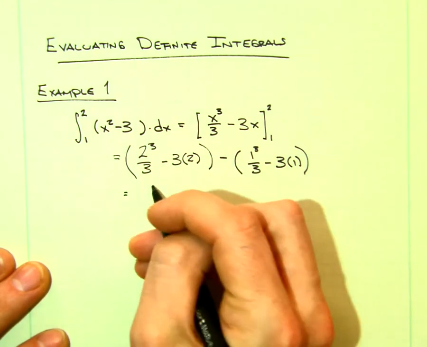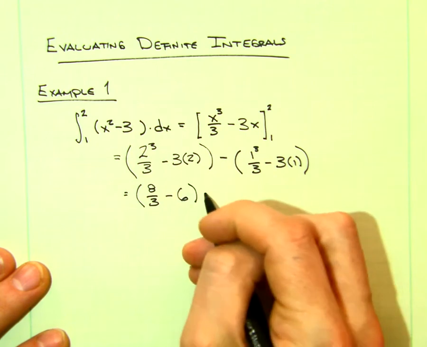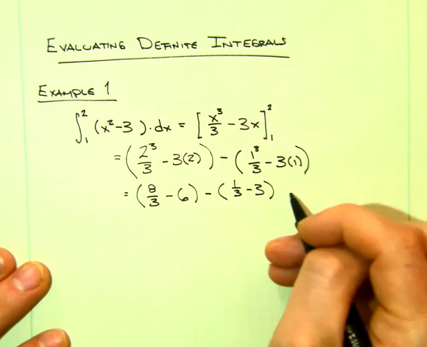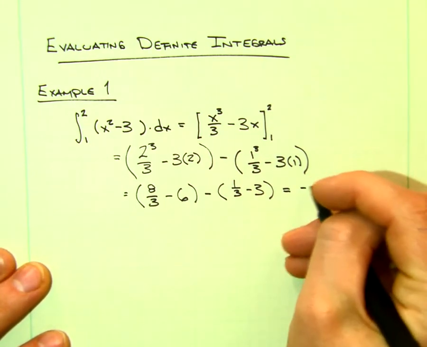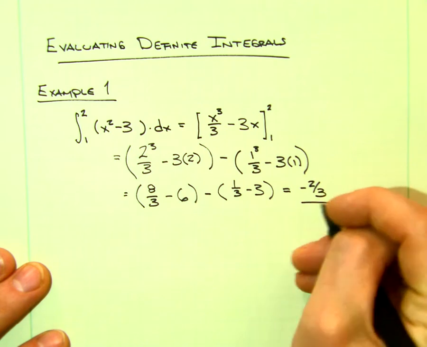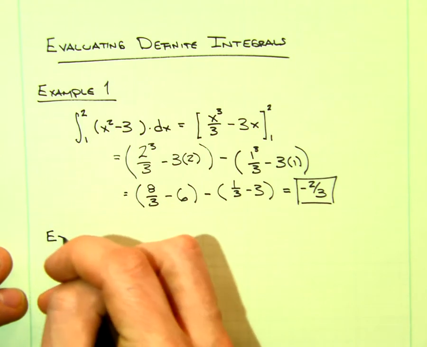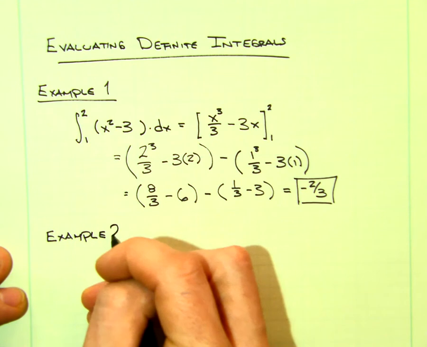And when I calculate this out, I get 8 over 3 minus 6 minus 1 over 3 minus 3. Do some mental math here, or I can simplify it a little bit. Basically, I just end up with minus 2/3. Okay, example 2. I'm not going to spend too much more time on example 1.